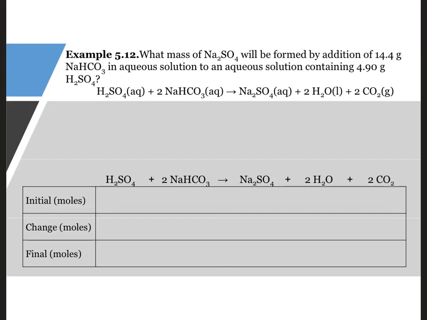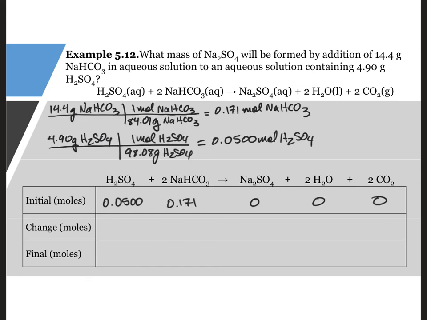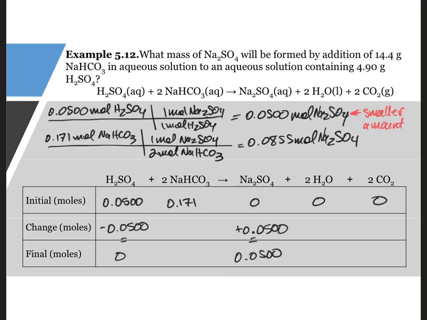Here's a final example to work through. What mass of sodium sulfate will be formed by the addition of 14.4 grams of sodium bicarbonate to a solution containing 4.9 grams of sulfuric acid? First, verify the reaction is balanced. Calculate the number of moles of each reactant and product initially present. Determine the limiting reactant. Determine how much of the product in question is formed in terms of mass.